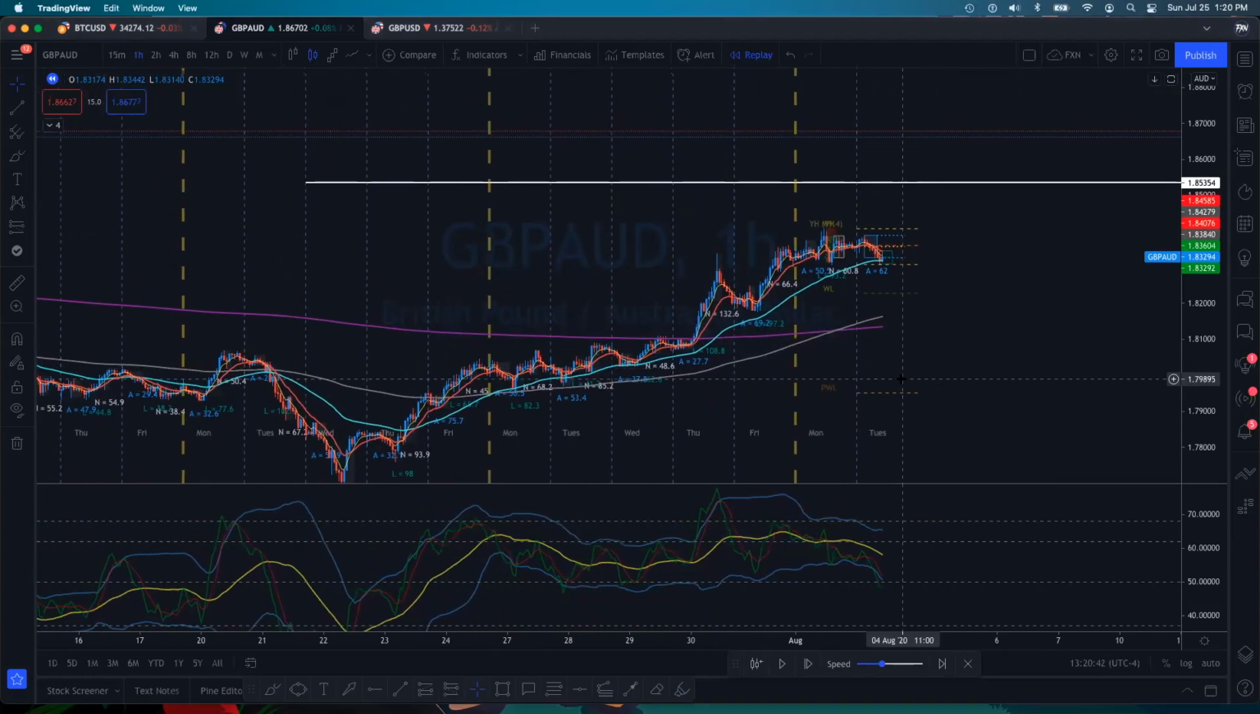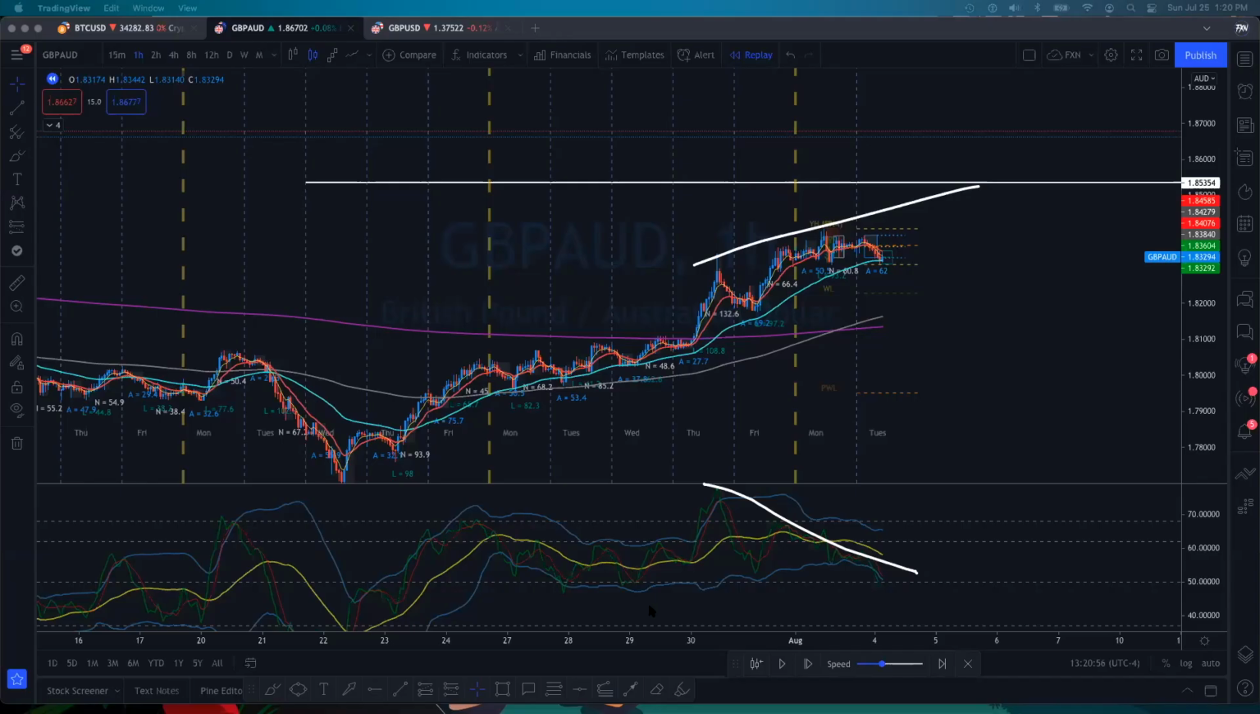Yeah, that's a good point as well, Gerard, that there's definitely divergence here on the 1 hour. So good point on that. Yeah, my bias is more towards selling than buying at this point because of all of this.